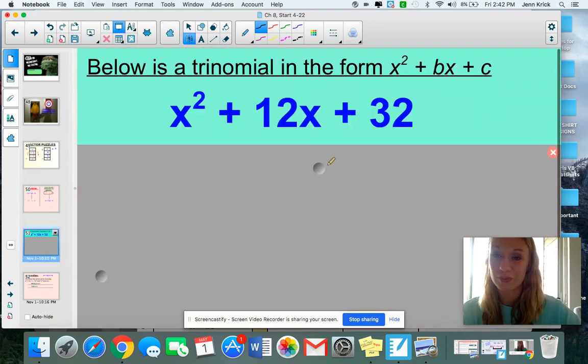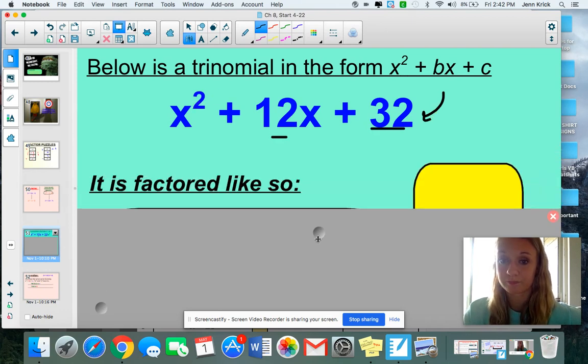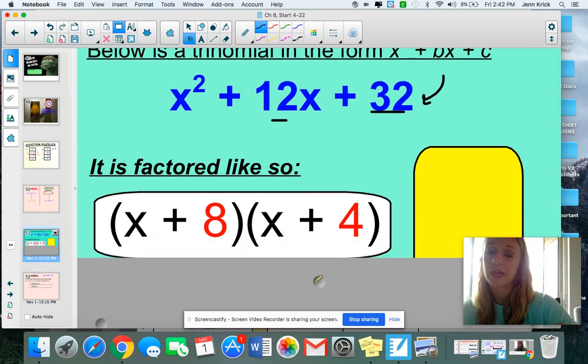Okay, so here's what we got. This is a trinomial that's in the form x squared plus bx plus c. Notice that your last number here is always a constant, and then you've got your middle term with x, and then this is always x squared. This is how it is factored: x plus 8 and x plus 4.